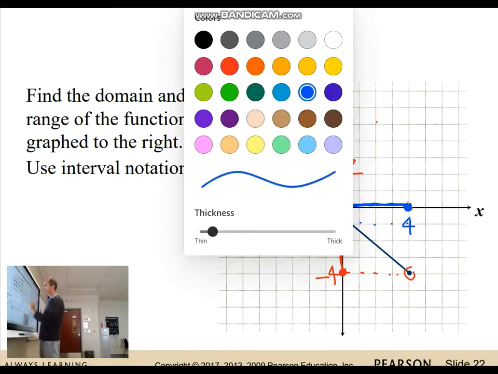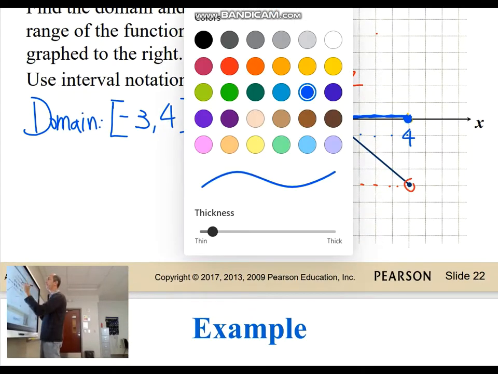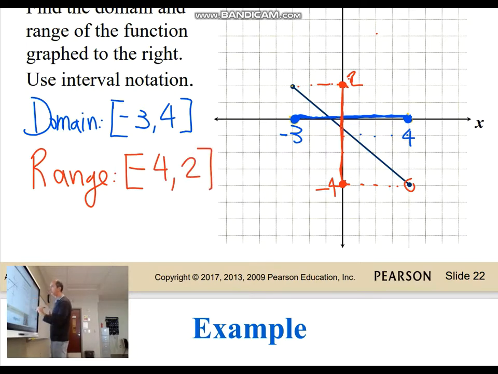Domain, using interval notation, from -3 to 4, and range from -4 all the way up to 2.